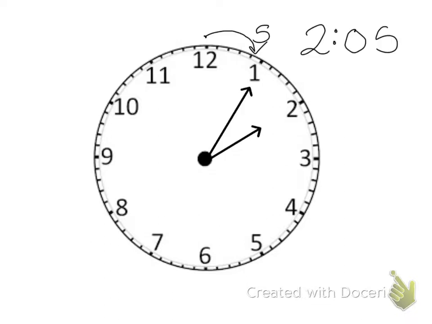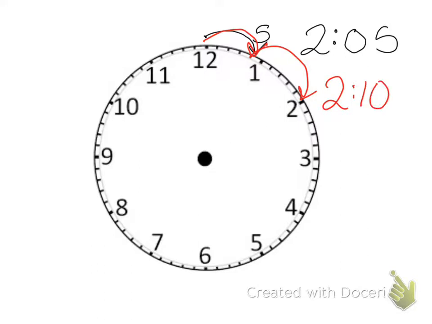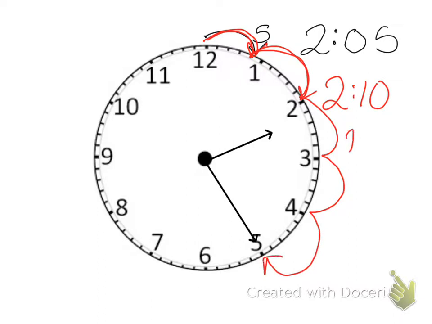Okay, what about if I wanted 2:10? Well, if I show 2:10, my clock will look like this. And we'd count by fives again. So that's 5, 10. So this would be 2:10. All right, what if I wanted to show 2:25? So 2:25 would look like this. And counting, we'd go 5, 10, 15, 20, 25. It would be 2:25.